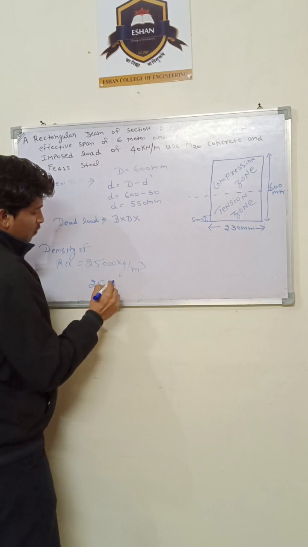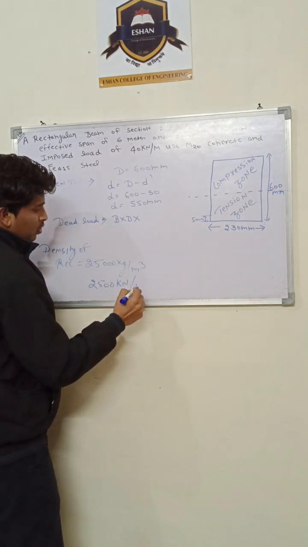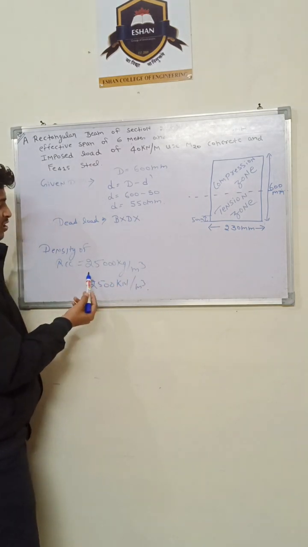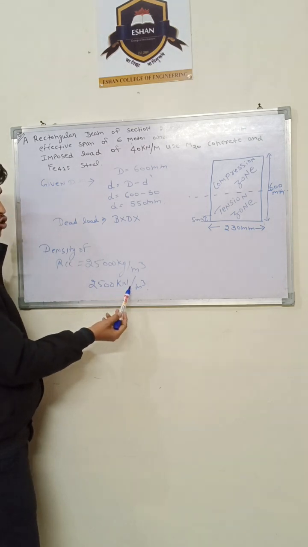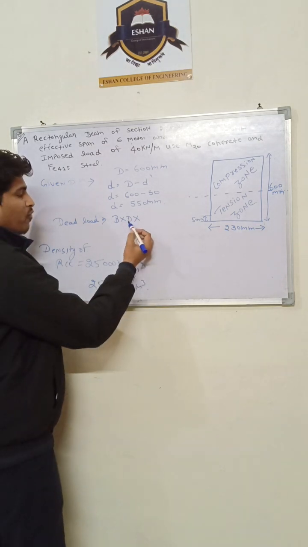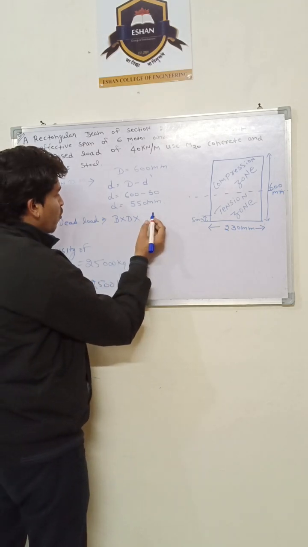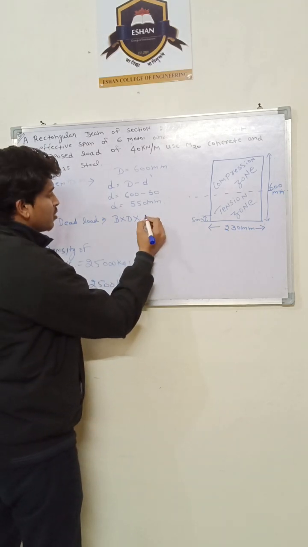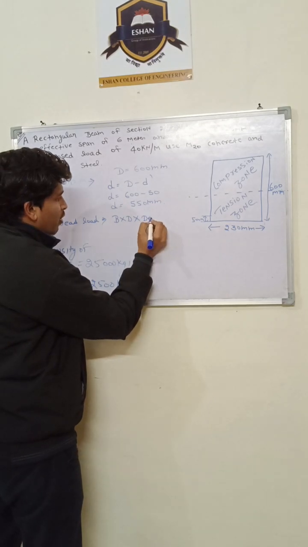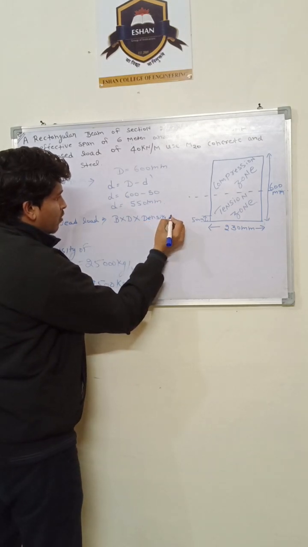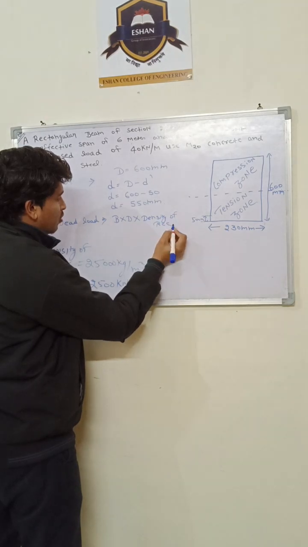So when you convert this into kilonewton, this is the value you get. So RCC density is 25 kilonewton per meter cube. So this is the formula: capital B, D is the overall depth, and density of the RCC is 25. So here you can write density of RCC.